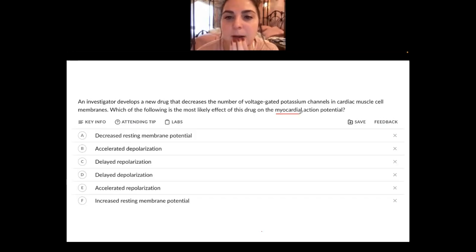So this is a myocardial action potential. This is usually when they're talking about cardiac muscle cells, those are your contractile cells, not your nodal cells.